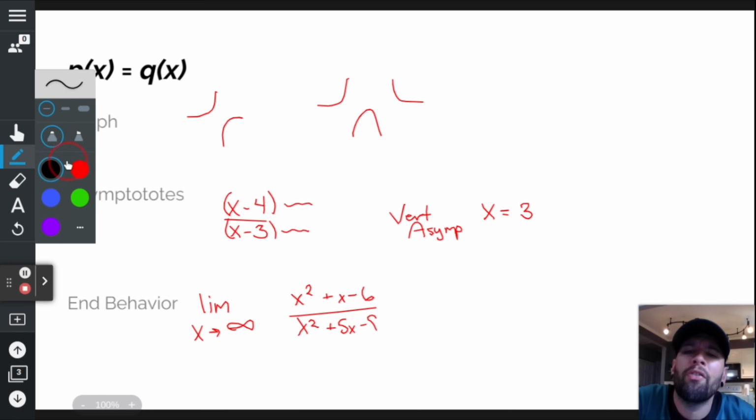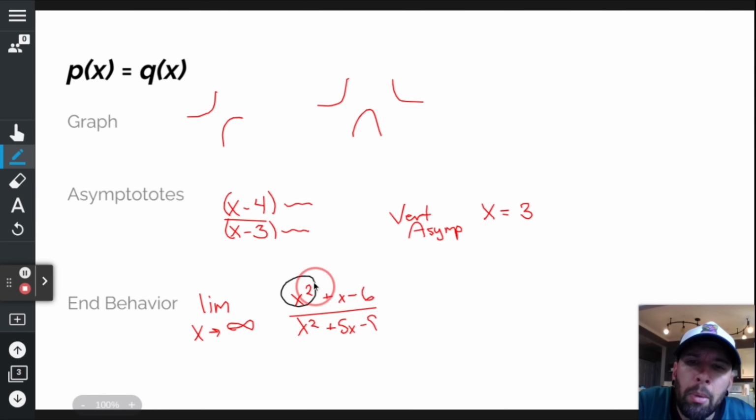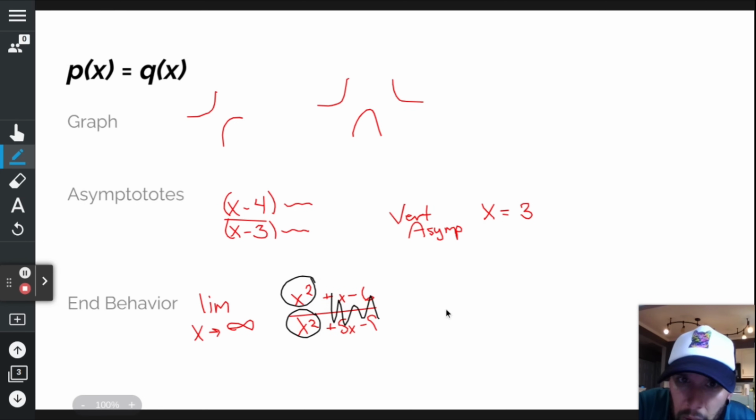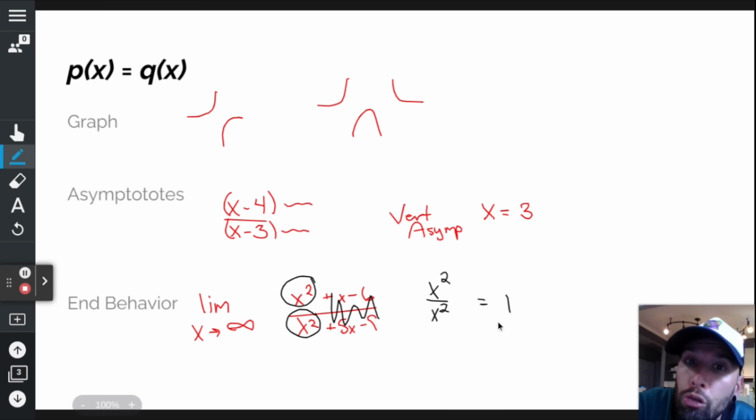Whenever you're being asked to find the limit of a polynomial over a polynomial, take the leading term in the numerator, take the leading term in the denominator, and forget everything else. So our main focus is going to be x² over x². And you might be thinking, well, that simplifies nicely to 1. And that is true. And so let's take the limit as x approaches infinity of 1. Usually if you're being asked to find the limit as x approaches anything, you just plug in that number for x. There's no x to plug in. So my answer is just 1.